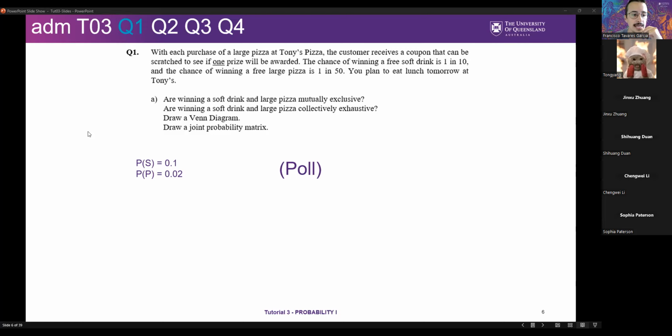I also added the format of the Venn diagram we're going to use. It's important to understand that the answers to the first two items are going to define the format of the Venn diagram on the third question, okay? So, are winning a soft drink and a large pizza mutually exclusive? And how do we know that?